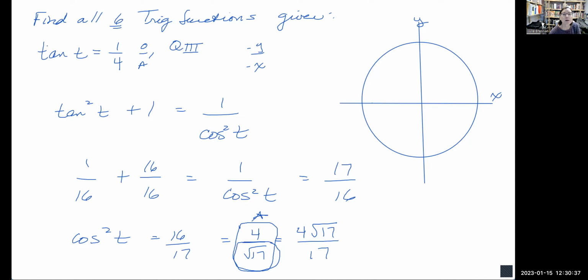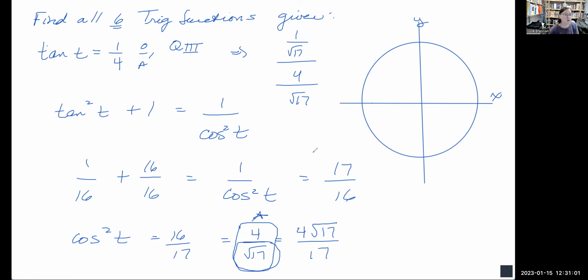What this tells me, for example, is that my tan had to equal 1 over root 17 over 4 over root 17. And then if I rationalize it, I get these. So I'm going to end up with root 17 over 17 for my y and so on. This is a fair amount of algebra involved with doing these. Some people like doing it.